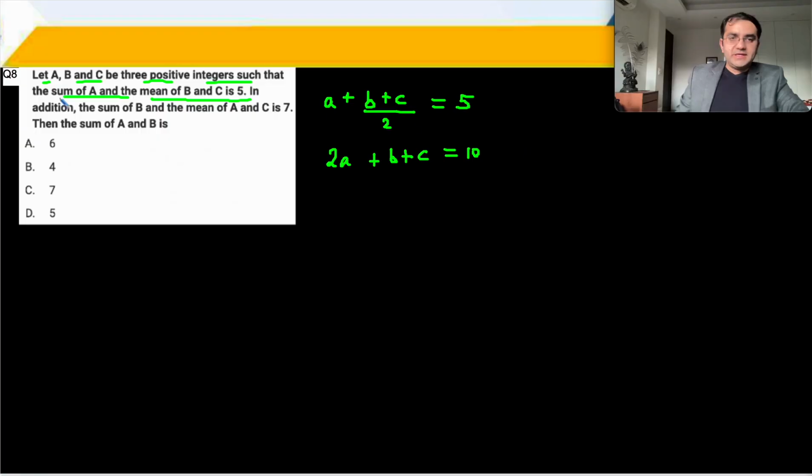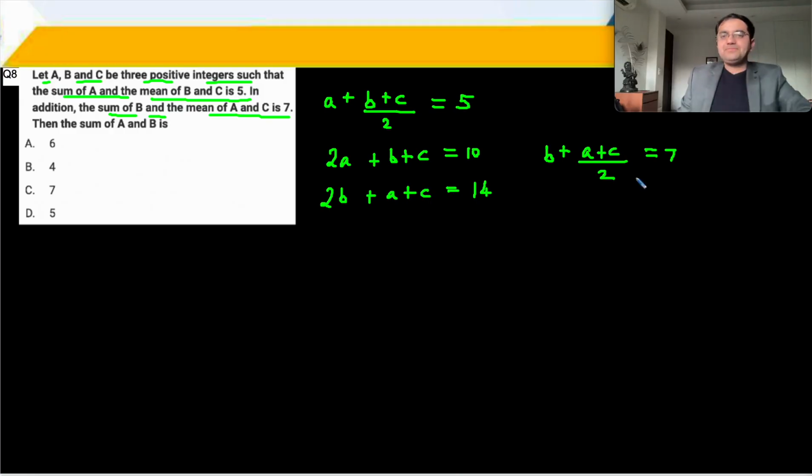Then I'll take the second equation. In addition, sum of B and mean of A and C is 7. B and mean of A and C, A plus C upon 2 is equal to 7. So I get the second equation after taking LCM. That's 2B plus A plus C is equal to 14. 2 into 7, 14. Just simplify your equations. Okay? That is your first equation. That is your second equation.